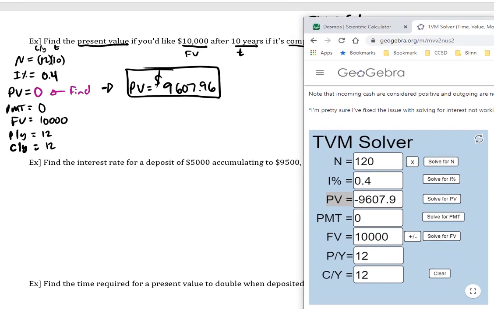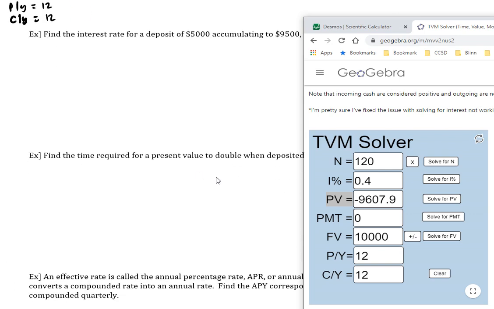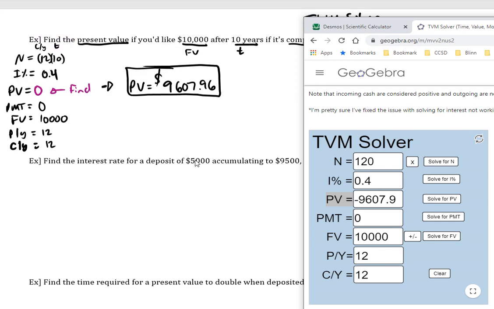Okay, so let's try out some others. If you want to try these ones out on your own, we've got three here with the same thing. Oh, one side note, I guess.